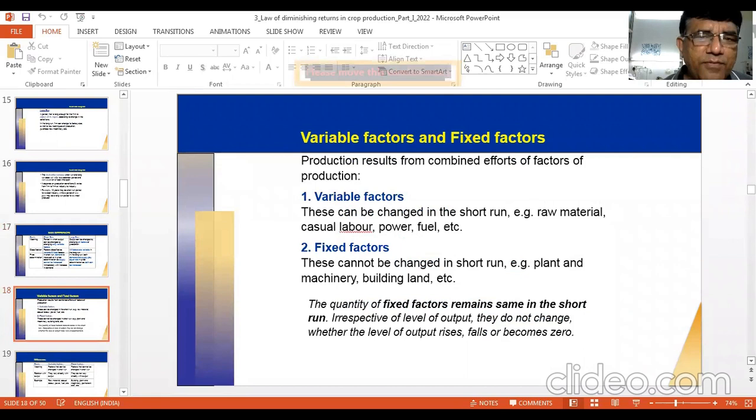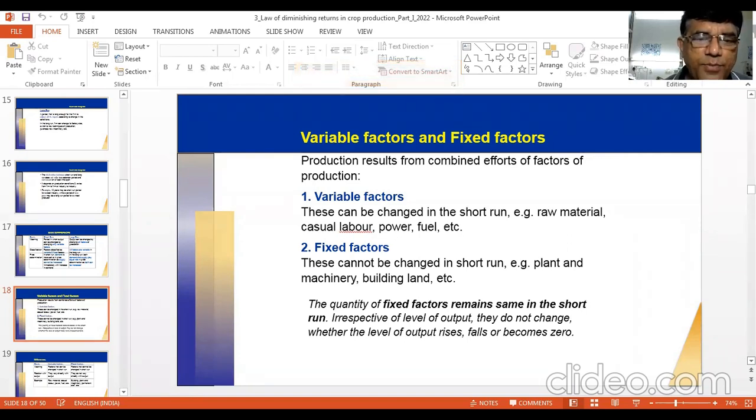Now, what is the difference between variable factors and fixed factors? Variable factors can be changed in short run, as we have just seen. For example, raw material, casual labor, power, fuel, etc. So they can be changed in short run. Fixed factors cannot be changed in short run. For example, plant and machinery. Here plant means industrial plant, and machinery, building, land, etc.